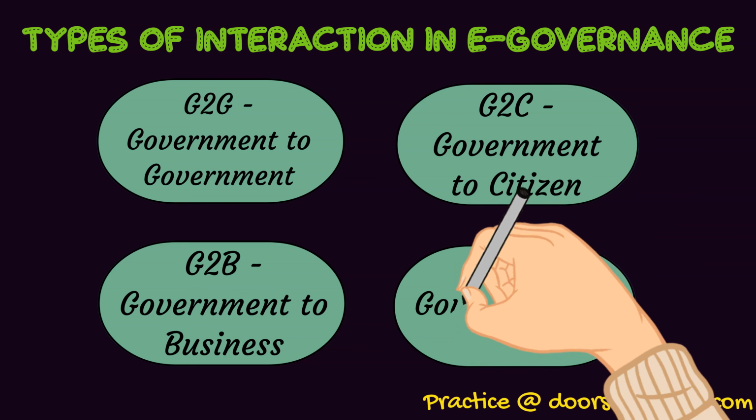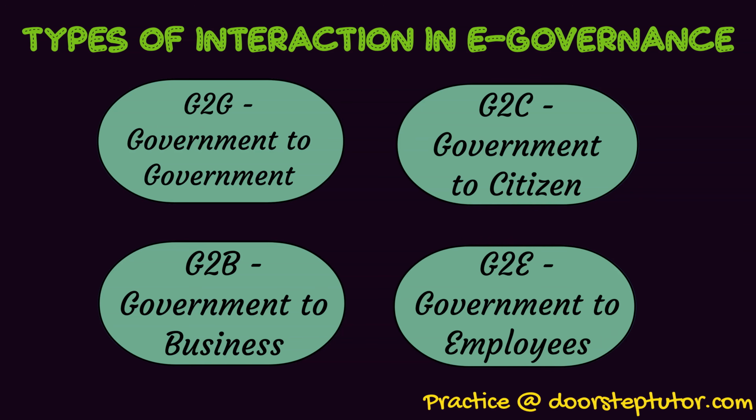And lastly, government to employees. The employees of the government, they have certain rules and regulations and protocol that has to be followed, and the interaction in the form of e-governance takes place.